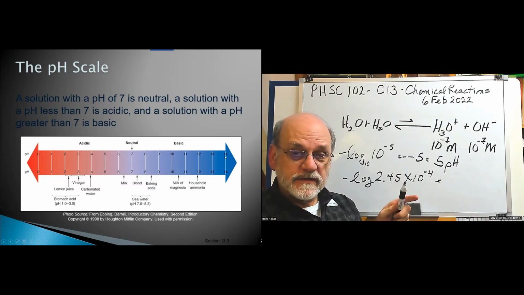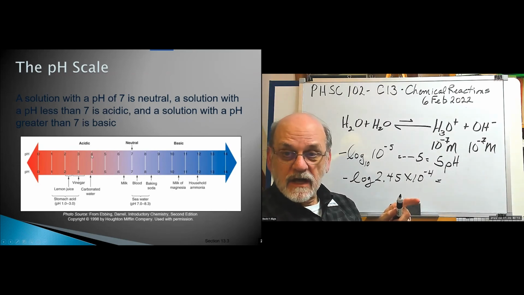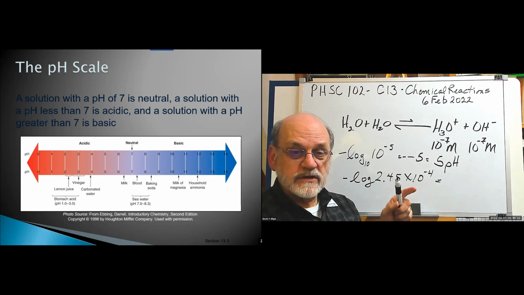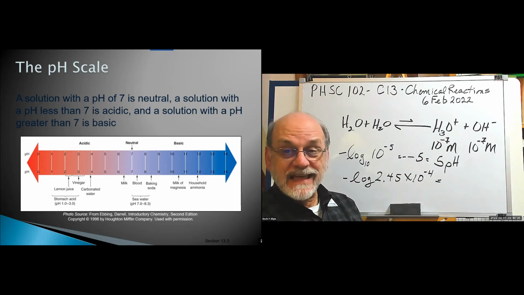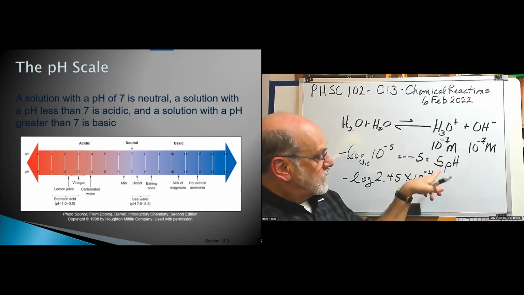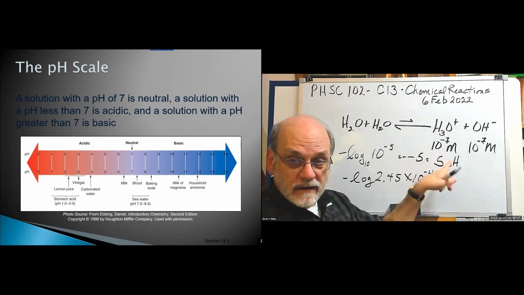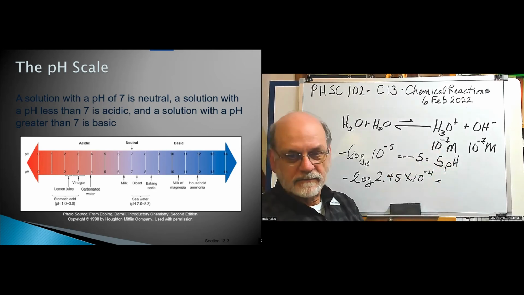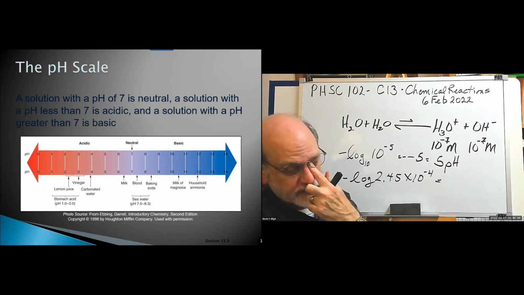And notice, because this is a logarithmic scale, when you go from one unit to a smaller unit of acidity, you're actually increasing the concentration of hydrogen ions or hydronium ions by a factor of 10. It's a logarithmic scale. So pH 5 is 100 times more concentrated in hydrogen ions than pH 7. All right. That's the pH scale.